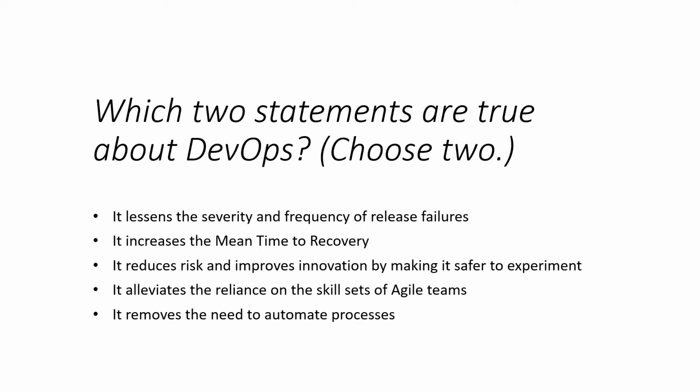Which two statements are true about DevOps? Choose two. There are two options which are correct. When we talk about DevOps, there are multiple benefits, but let's see what the correct options are from the given ones. The first one is it lessens the severity and frequency of release failures, obviously, because DevOps is continuous dev and ops. So it reduces the severity of failures caused by something wrong with the release. We have multiple releases quite often, and that's how it lessens the severity. The second option is it reduces risk and improves innovation by making it safer to experiment. Hope that is clear.